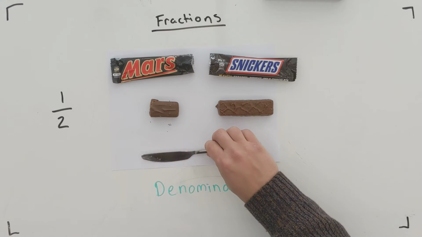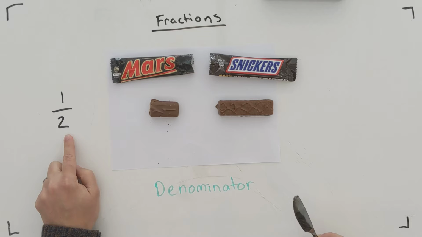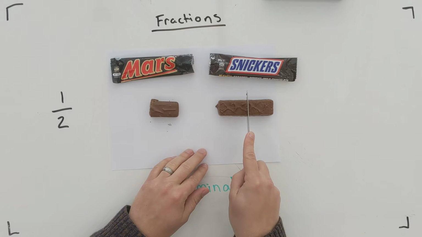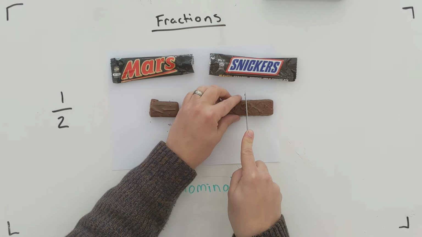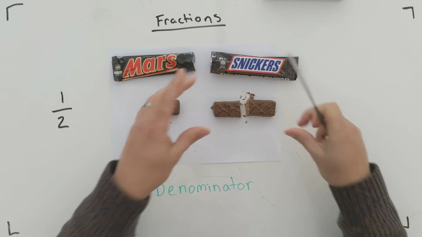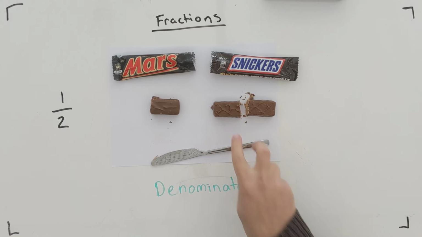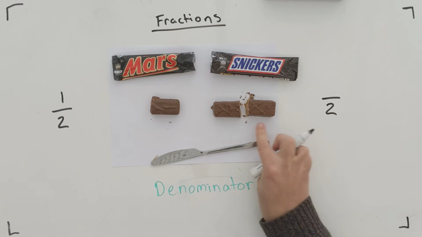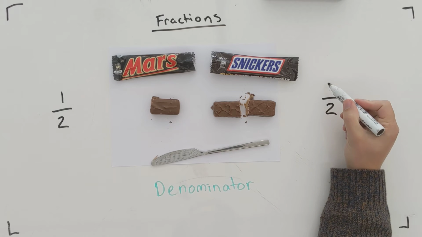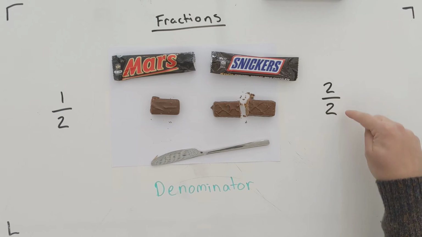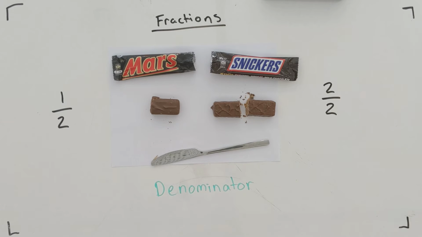So, is it always 2 as a denominator? I've got the Snickers bar here. I'm going to try and cut it super carefully in half as well. So it also has two equal parts to make a whole. Right now, I have both of those equal parts. So this is 2 out of 2 parts to make a whole.